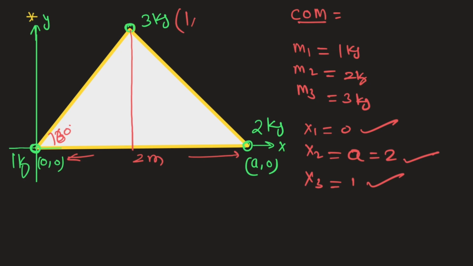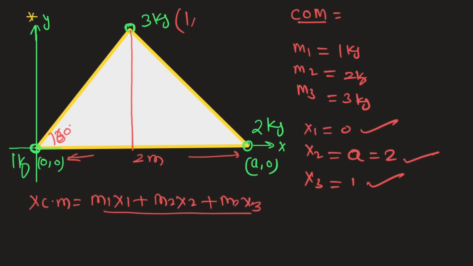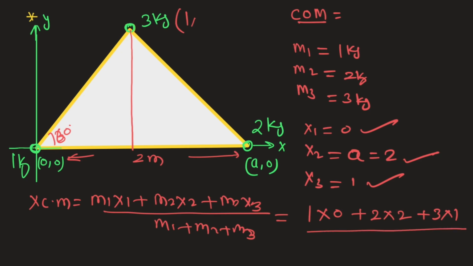So using this formula, x_cm is equal to m1 x1 plus m2 x2 plus m3 x3 divided by m1 plus m2 plus m3, I can calculate x_cm. So let's see what x_cm will be. That will be 1 into 0 plus 2 into 2 plus 3 into 1, divided by the total mass. Total mass will be 6 kg. So that will be 7 by 6, x_cm.